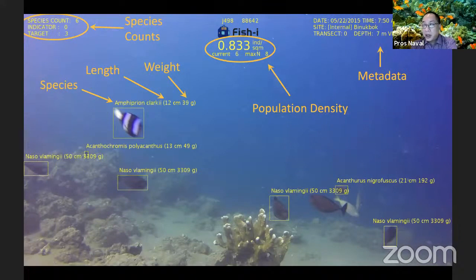So the Fish Eye can identify the species, the length, weight, and measure the density. And then we have here also the metadata: where it was taken, temperature, depth, and so on. And all this information will be stored in the cloud.